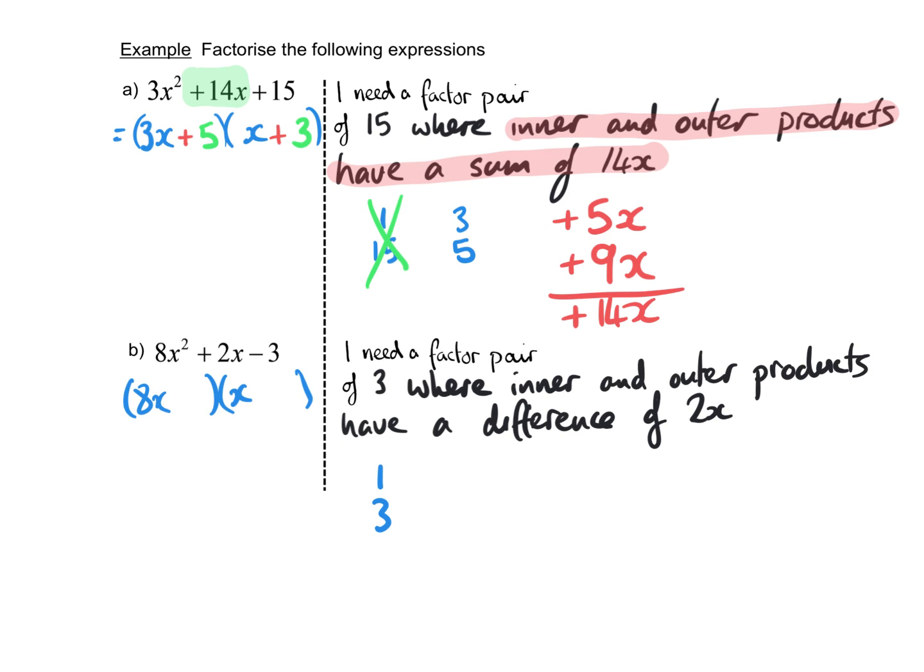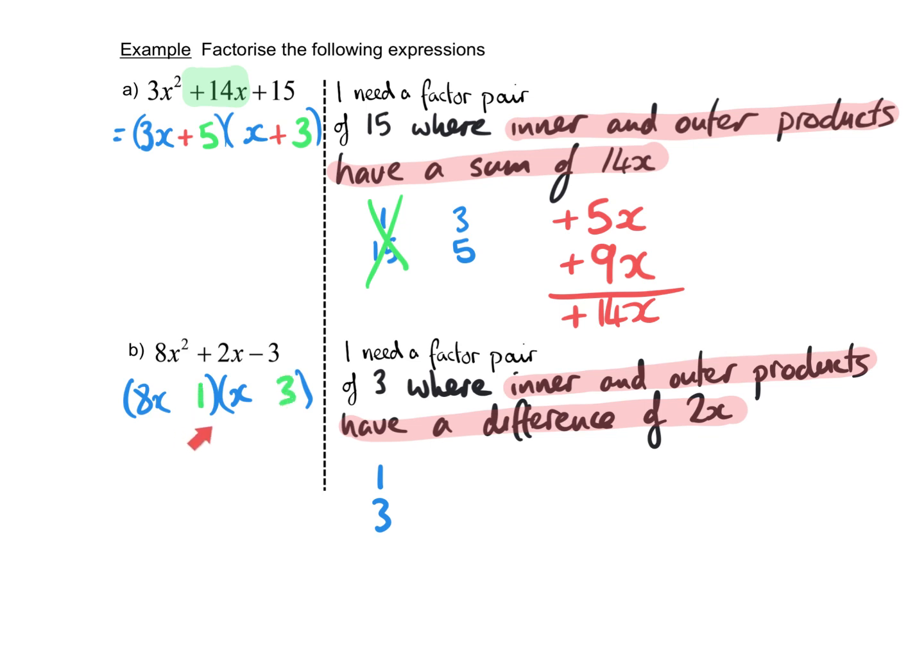Now again, when we're testing these 1 and 3 in the different spaces, what we need to keep coming back to is this sentence here. We're looking for our inner and outer products to have a difference of 2x, and that's how we'll know we've got the numbers in the right place. So let's try the 1 and the 3 in these spaces here. We'll start off by putting in the 1 and the 3, and then we'll check that.